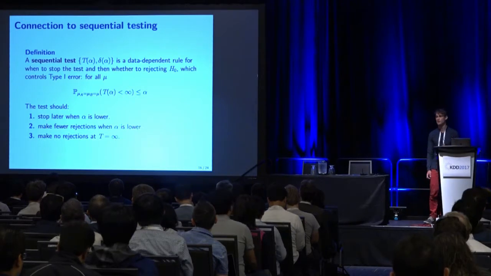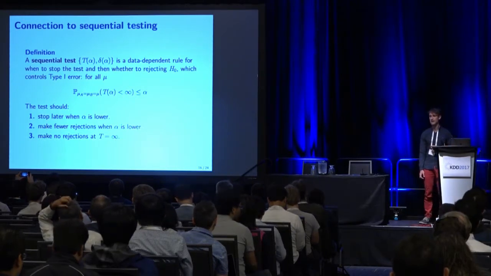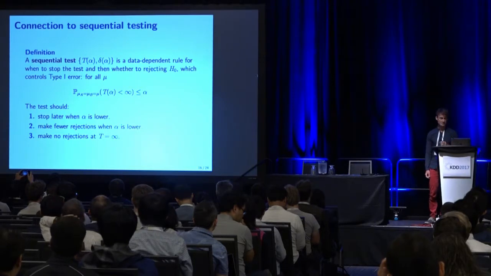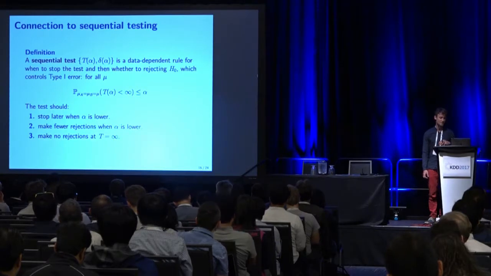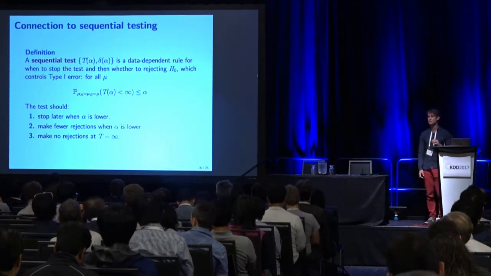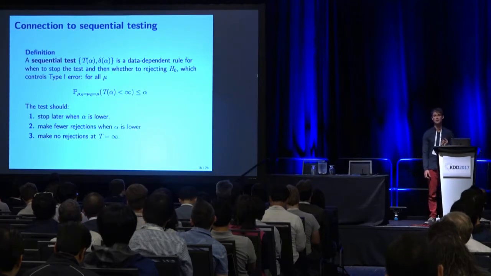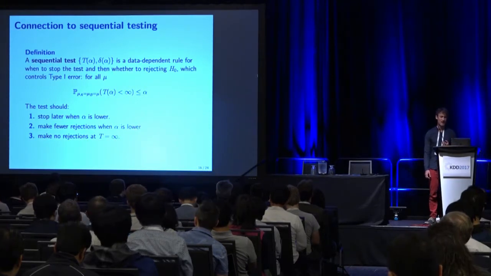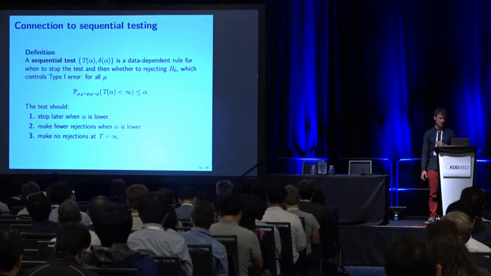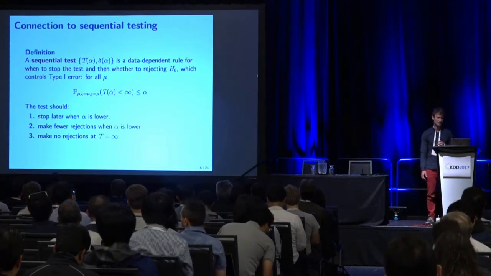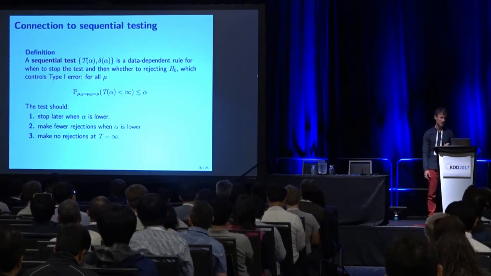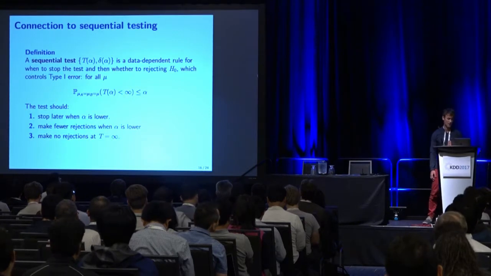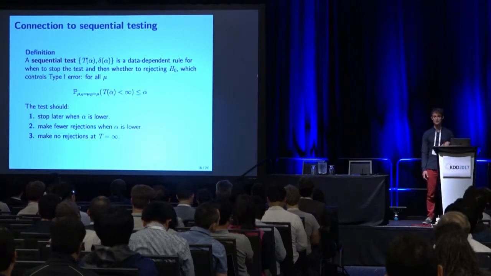So this is a pretty old field. It's used pretty widely in clinical trials, but it's only more recently getting traction in A/B testing. And the idea is a sequential test is some rule that depends on the data, which tells you when you're allowed to stop your experiment, and when you stop the experiment, should you accept or reject the null. Okay, so you have these stopping times T of alpha, which depend on the significance level alpha you're going for, and under the null, the probability that you stop in finite time and reject the null at that time should be at most alpha.